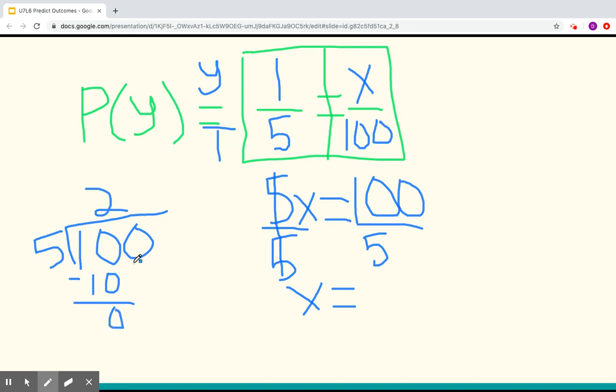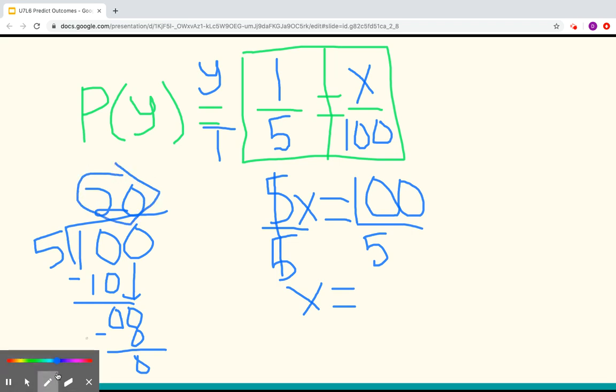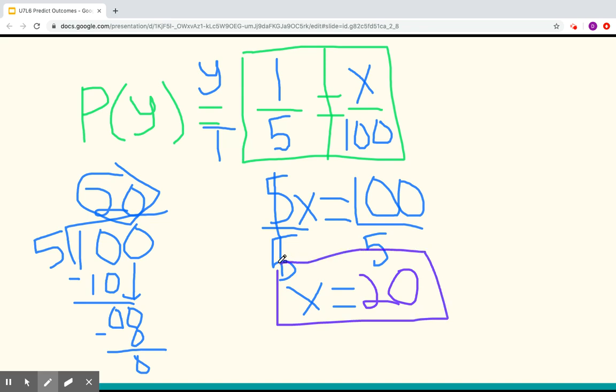Always bring a number down, and there's a 0 here to bring down. So all we got down here is a 0, and 5 goes into 0 a total of 0 times. And we don't have a remainder, which means that our answer ends up being that 20. Okay? So X equals 20. So it looks like we agree with their prediction, okay? Because this 20 would go in the place of that X. And according to this table, if we were to spin this spinner 100 times, using our theoretical probability fraction here, it's probably going to land on yellow about 20 times.